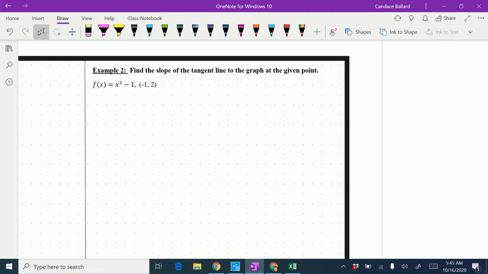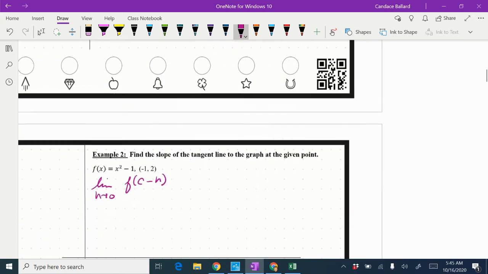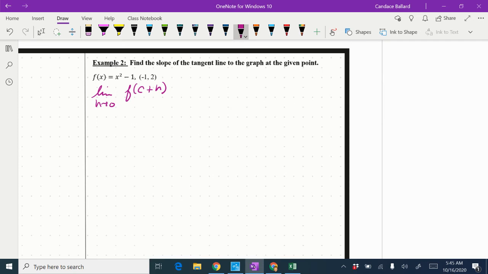So I'm going to start with my limit formula. So the limit as h approaches 0 of f of, it was c minus h, right? Let's make sure I'm doing it right. C plus h, not minus h, Miss Ballard. Minus f of c all over h.